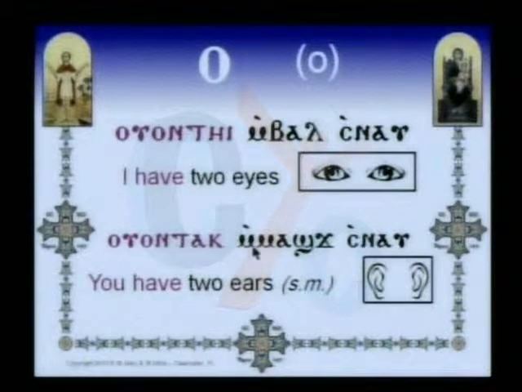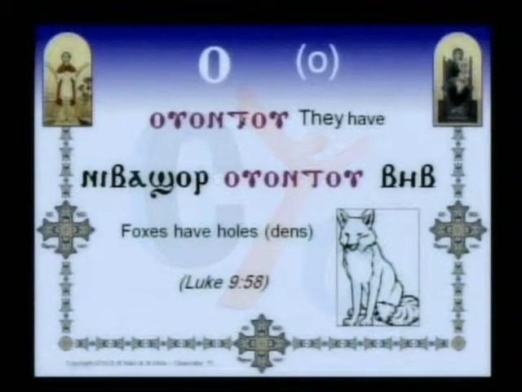How about if it was a lady that you're talking to, and instead of O1Tak, it's going to be O1Te. So if you're talking to a girl or lady, you will tell her O1Te and Mashk Isnav. You have 2 ears. Here I have an example for O12, which means they have. And this is from Luke 9:58, when Christ said that the foxes have holes or have dens. So it's Nevashur. Vashur means foxes. Vashur, O12, Vib. Vib means dens or holes.